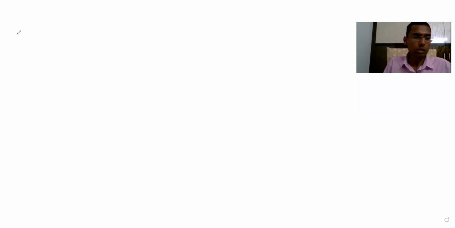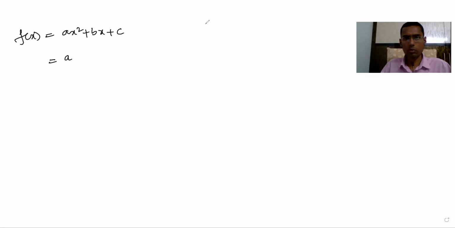Okay, now the question is, how do you find that? f of x equals ax square plus bx plus c. This is the function. For this, how do you find the minimum and maximum? So I'll tell you one simple thing. Can you show the formula again?